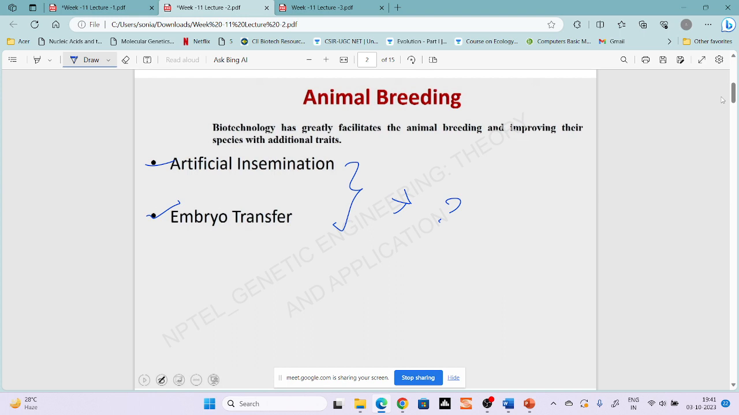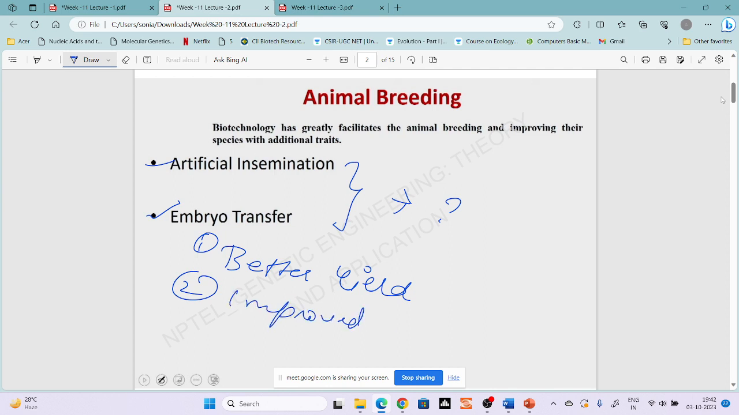Ma'am, because of reducing the birth defect or chances of carrying on the pregnancy or not having miscarriage. Yeah. So ultimately, what will these lead us to? These will give us improved yield, better yield. Then, as someone said, improved quality, a better variety of whatever we want, and also disease free lines. So basically, artificial insemination and embryo transfer.